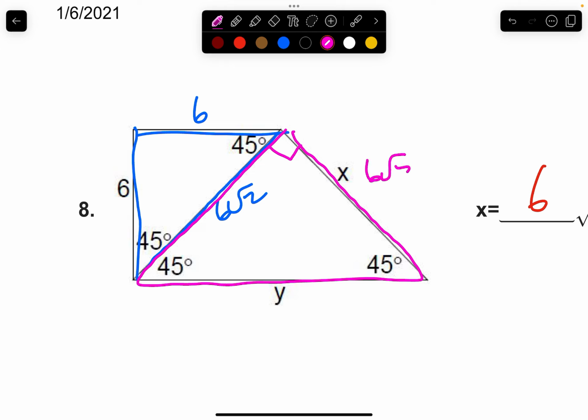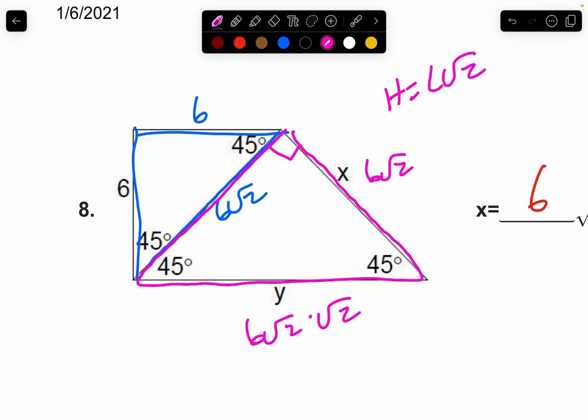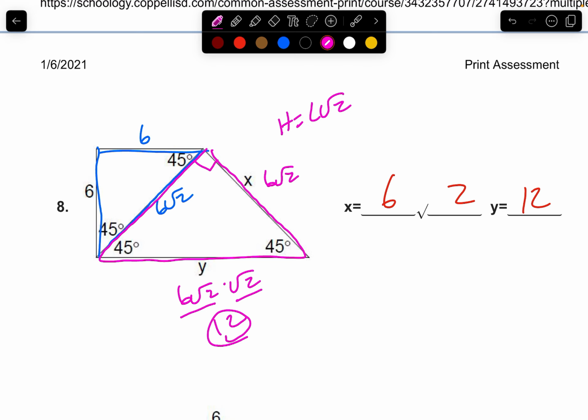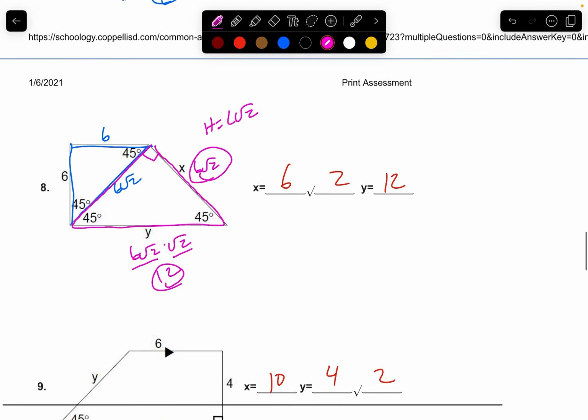This is 6 root 2 because it's another leg, so x is going to be 6 root 2, and y is going to be 6 root 2 times another root 2, right? Remember that the hypotenuse equals the leg times root 2. So that would be the leg times root 2, and that's going to come out to 12. So x would equal 6 root 2, and y would equal 12.